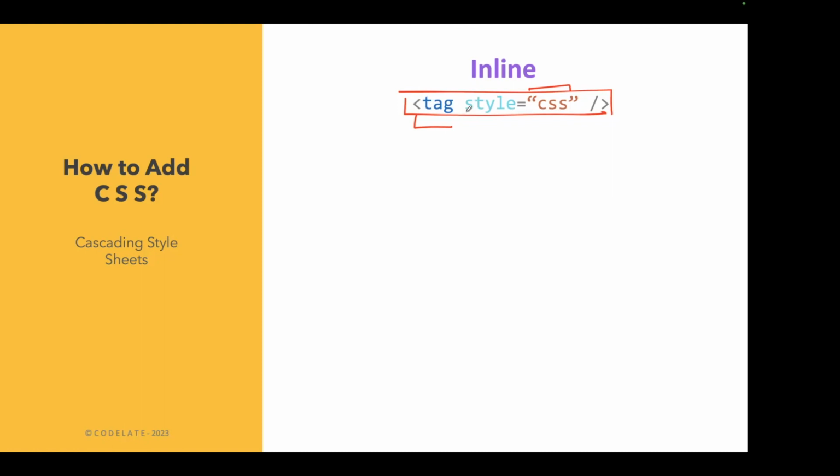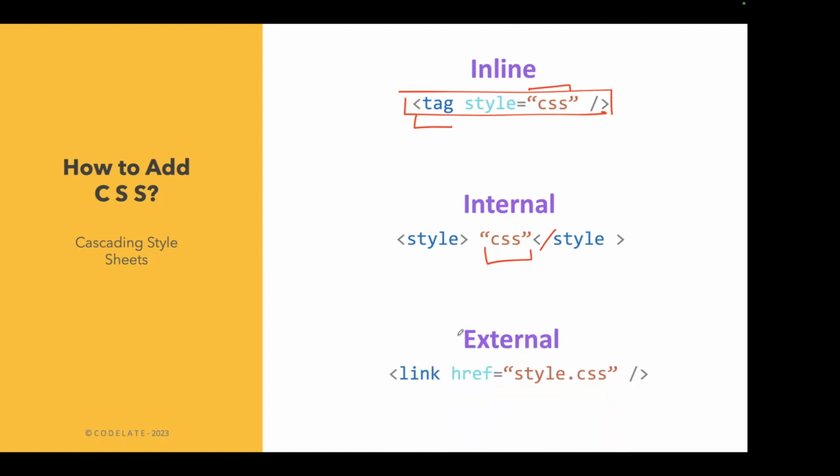That's one method. Another method is called the internal method. The internal method is that you're going to define the style tag in the head of your website. And in between the opening and the closing style tag, you will have your CSS code. So you define all the CSS code in there. You just have an opening style and a closing style, and then you have your CSS code in between. That's called internal. Now, the last one is called external.